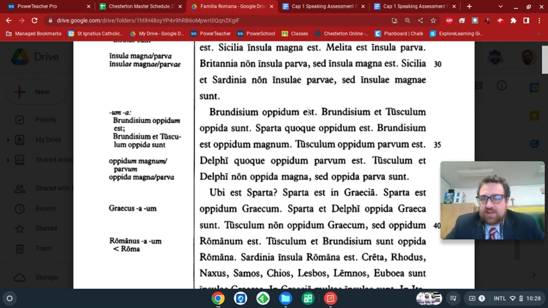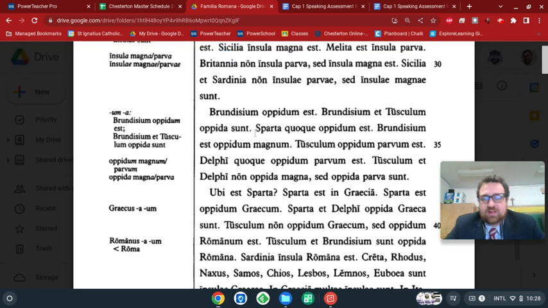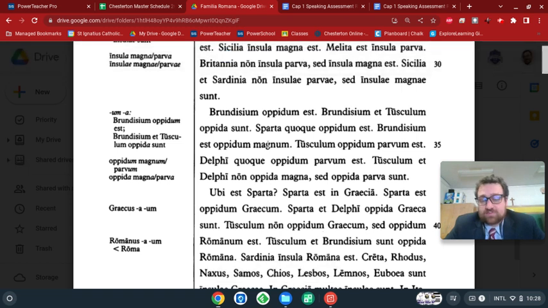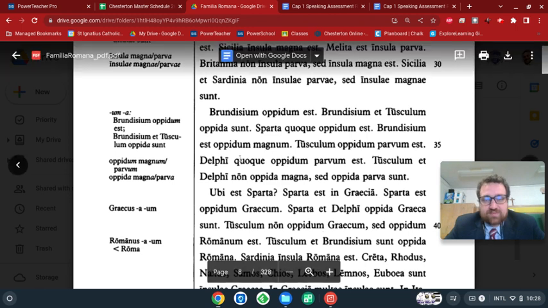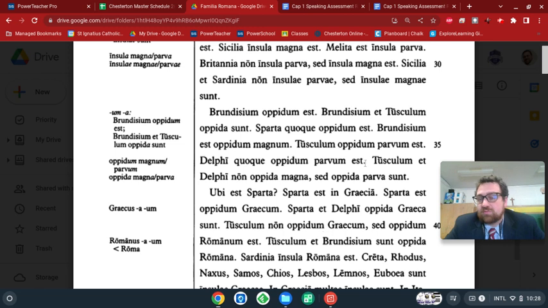Brundisium oppidum est. Brundisium et Tusculum oppida sunt. Sparta quoque oppidum est. Brundisium est oppidum magnum. Tusculum oppidum parvum est. Delphi quoque oppidum parvum est.